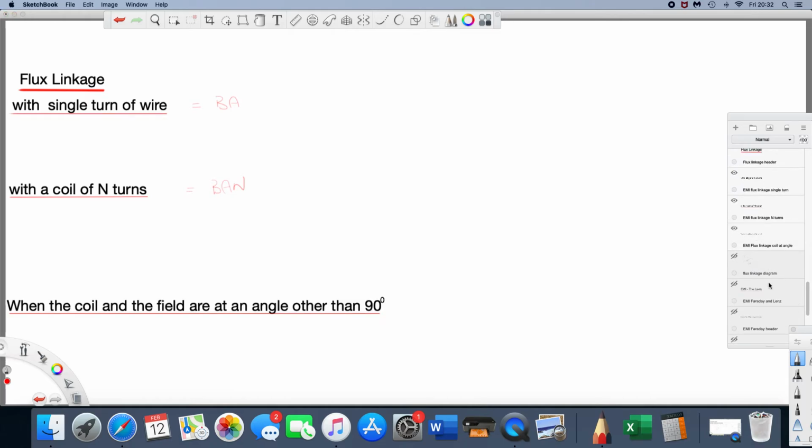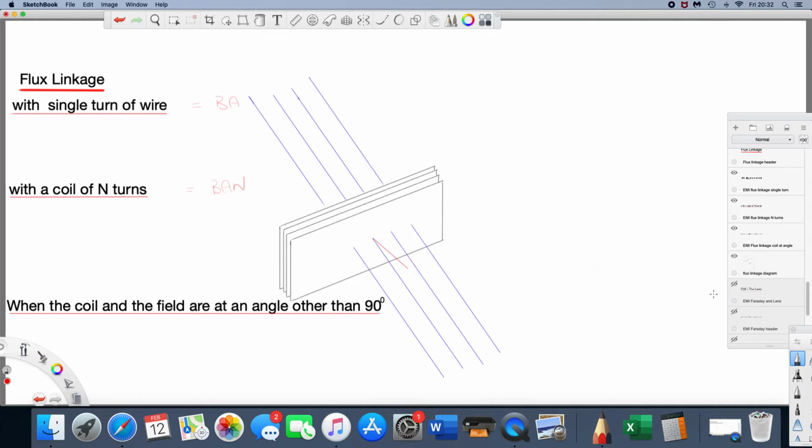What about if we have a coil at an angle other than 90 degrees? So here we have our coil of N turns. We have our field, flux density B, running through, and there is an angle. Here we have a normal to the coil at right angles to the coil, of course, and there's an angle theta between the field and that normal.